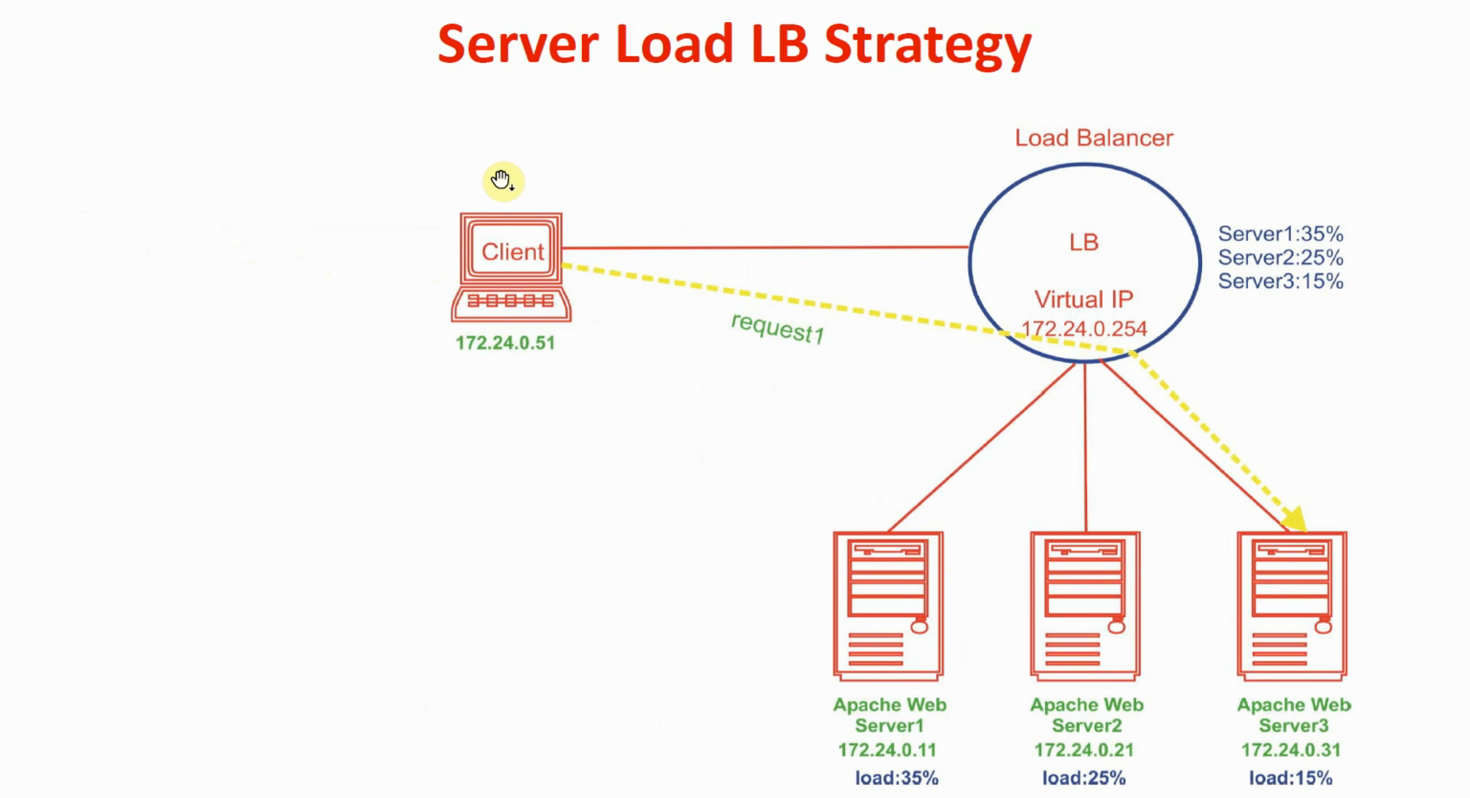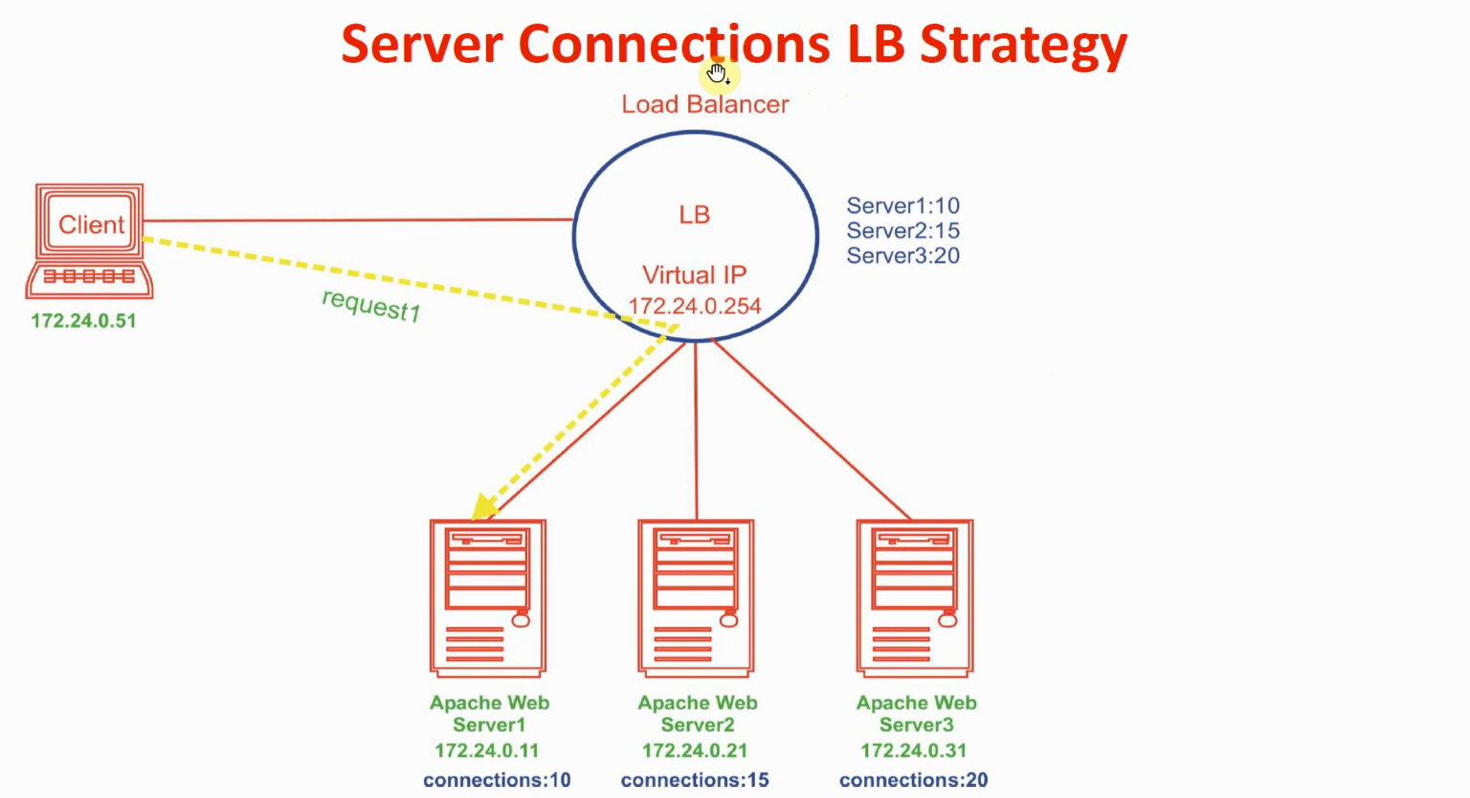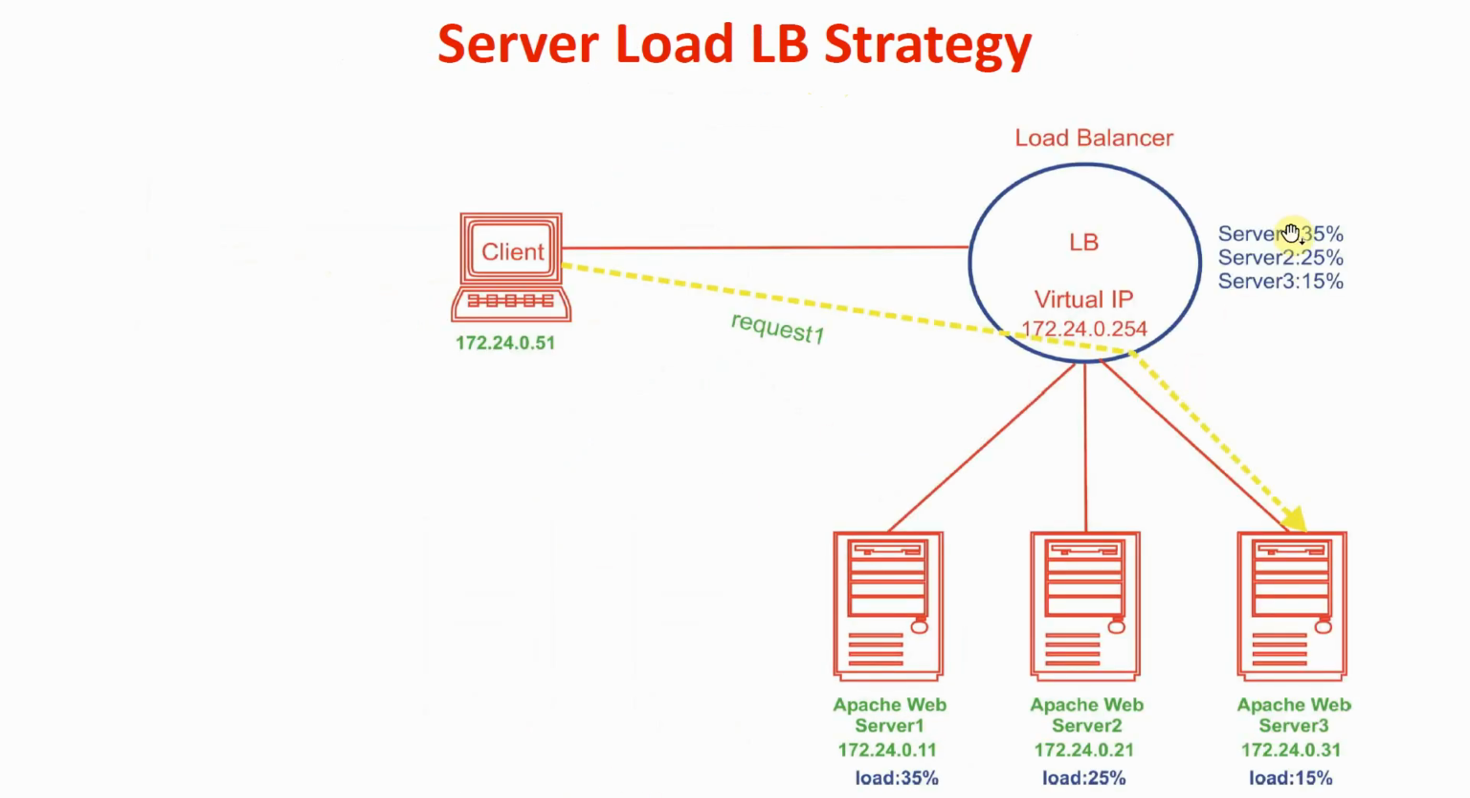Then we have another strategy available, the server load balancer strategy. That was server connections, that means the number of connections. Now here it is going to be the load on CPU. So here we are assuming that the current load on server one is 35, here it is 25, here it is 15. So the load balancer will keep note of these loads: server one 35, server two 25, server three 15. Now when the next request comes, it will send the request to that server on which the load is very less. So it is going to send it to this system.